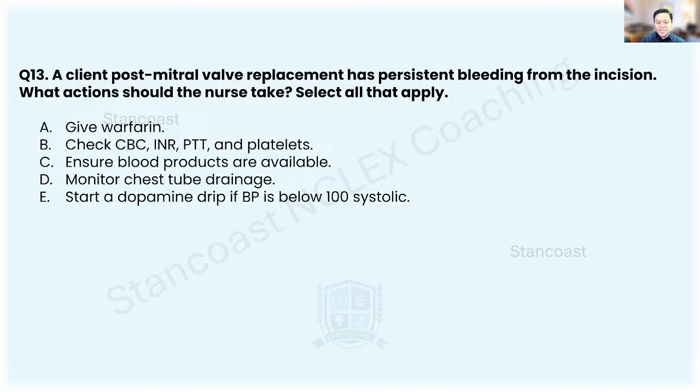The question states, a client post mitral valve replacement has persistent bleeding from the incision. What action should the nurse take? Select all that apply. A, give warfarin, B, check CBC, INR, PTT, and platelets, C, ensure blood products are available, D, monitor chest tube drainage, and E, start dopamine drip if blood pressure is below 100 systolic.